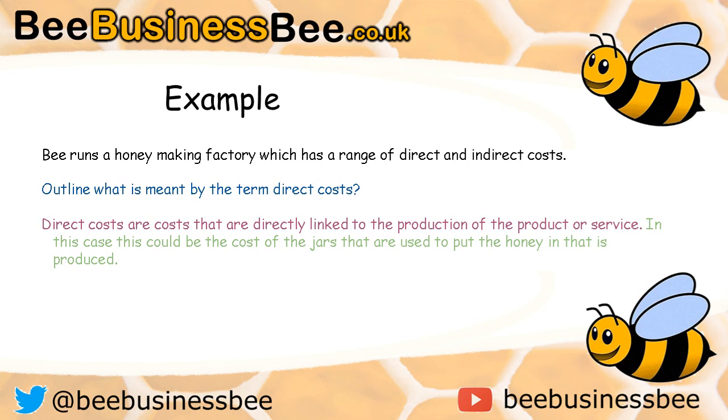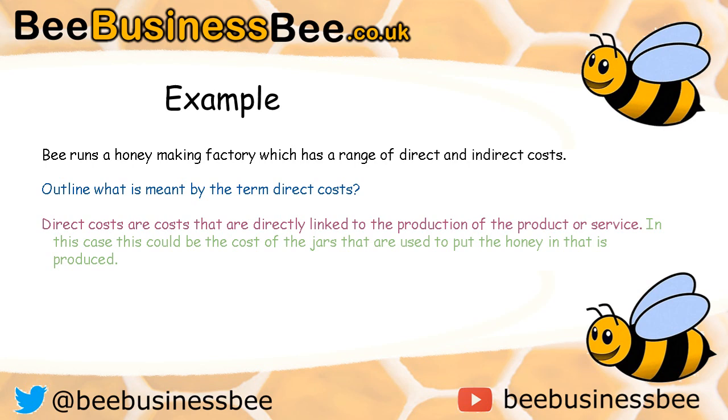Okay, a possible answer could have been, direct costs are the costs that are directly linked to the production of the product or service. There's my knowledge, there's my 1 mark. In this case, it could be that the cost of the jars that are used to put the honey in that are being produced. There's an example of a cost which is directly linked to production. I need more jars if I'm going to sell more jars of honey. That's as simple as that.